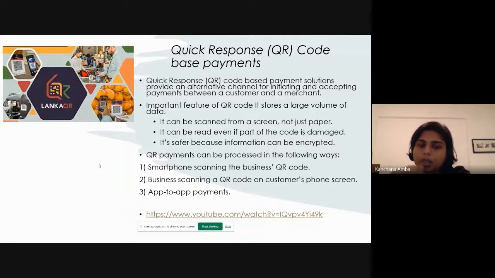Now, a QR code can be scanned in several ways. One is that the smartphone can scan the business's QR code. The business can scan the customer's QR code. Then app to app, you can also have inbuilt QR codes.